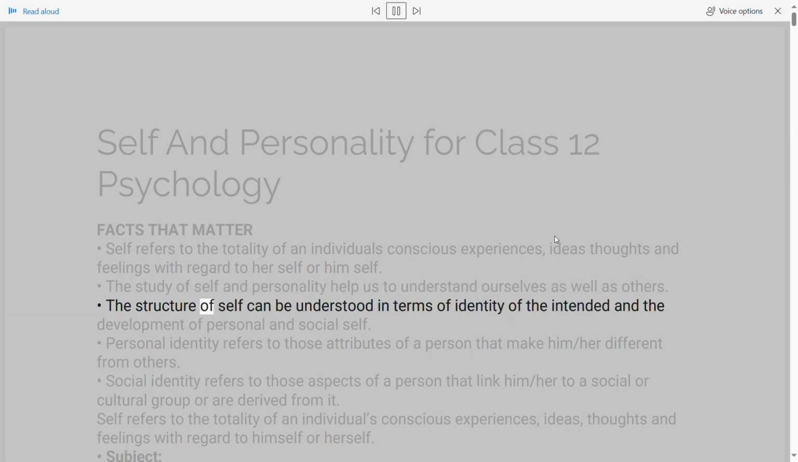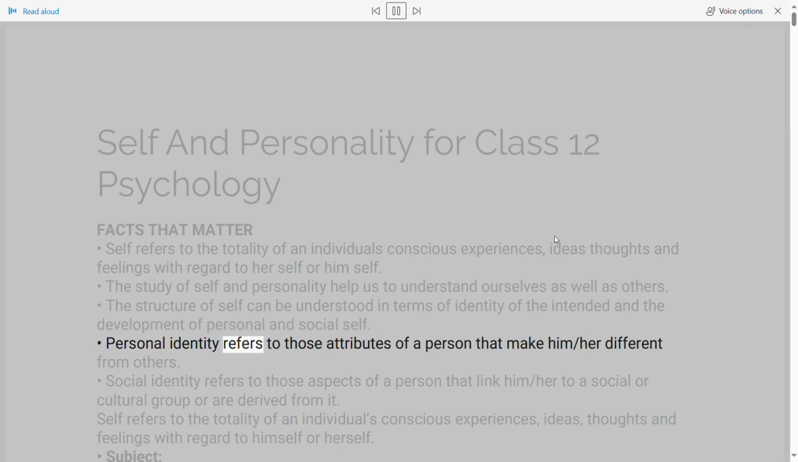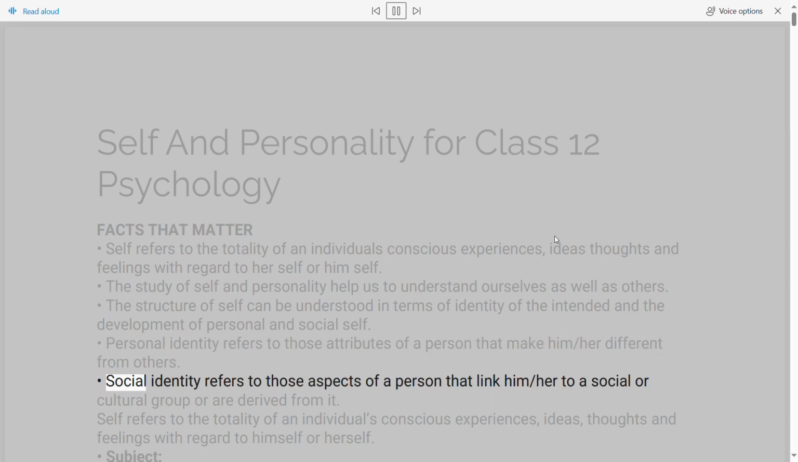The structure of self can be understood in terms of identity and the development of personal and social self. Personal identity refers to those attributes of a person that make him/her different from others. Social identity refers to those aspects of a person that link him/her to a social or cultural group or are derived from it.